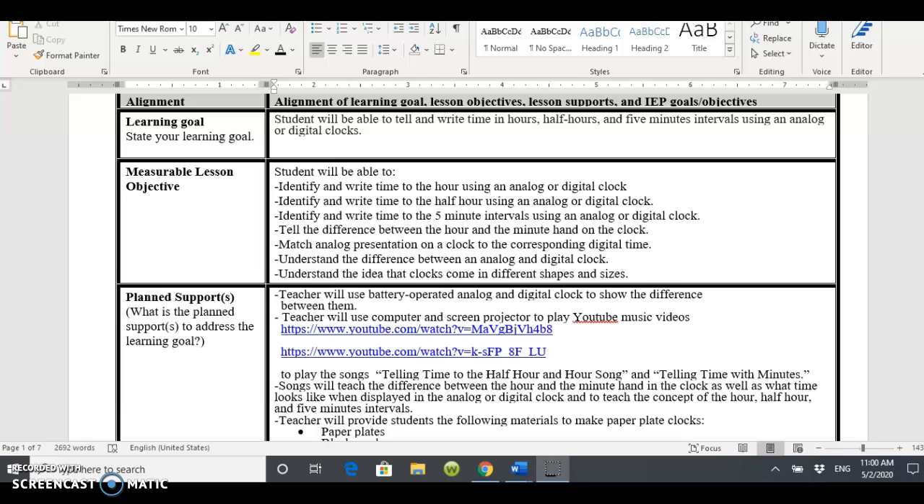The learning goal is as follows. Students will be able to tell and write time in hours, half hours, and 5 minute intervals using an analog or digital clock. The measurable lesson objectives are as follows.